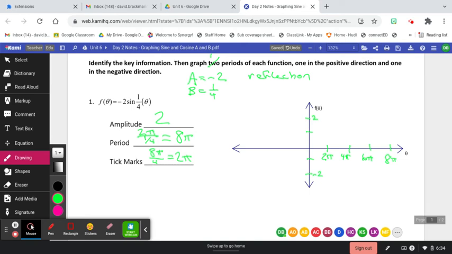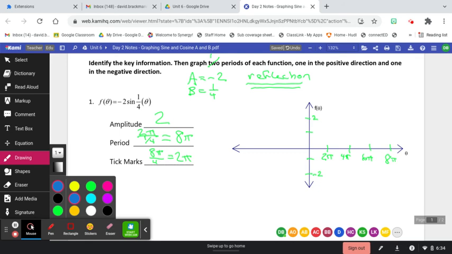Okay, so we've got our tick marks built. And again, we're only going to graph one period. Sorry about that. I didn't change the directions. But what we're going to do now is sketch the curve. And when we do that, we have to consider the fact that we have this reflection. So remember what we said yesterday. Let me change colors here.